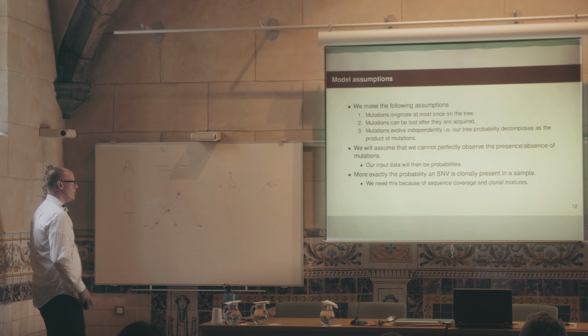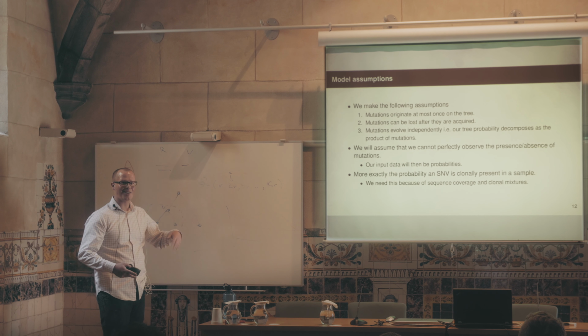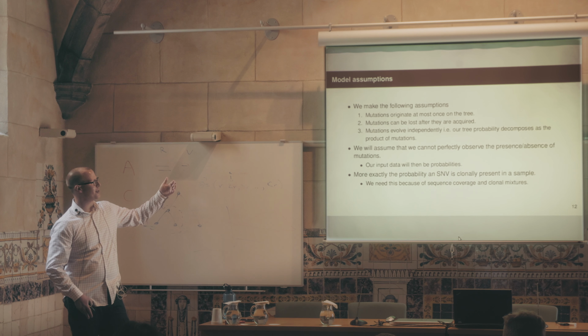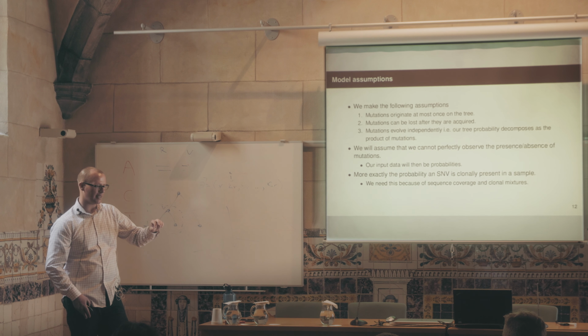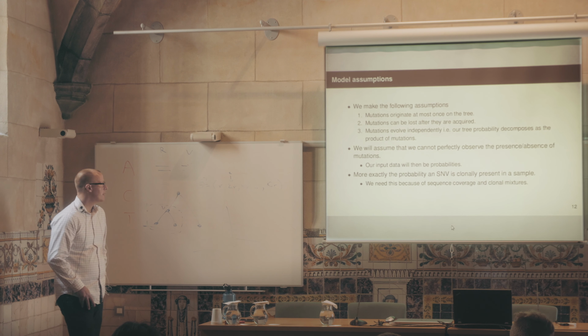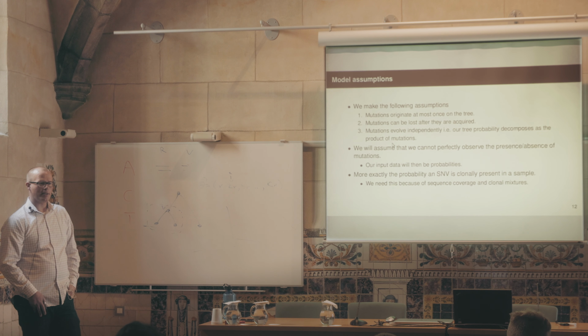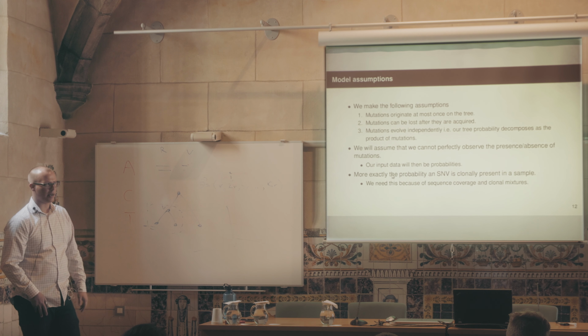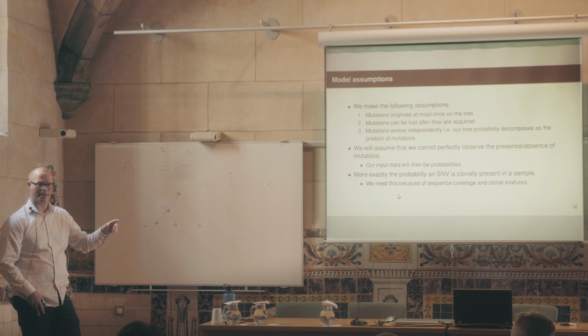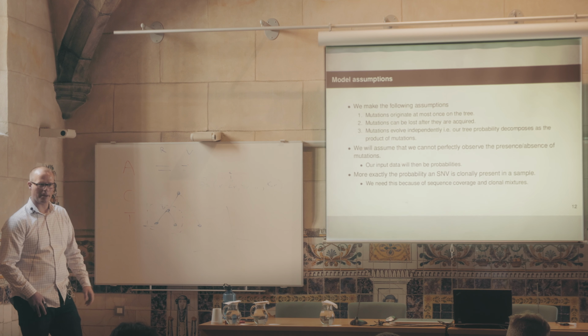So the model assumptions we're going to make here, I'm fast tracking the model building process a bit, are that mutations originate at most once on the tree, right? This is the infinite sites assumption. That's saying that we don't expect a point on the genome to get mutated twice because mutation rates are low and the genome's a big place. What we will allow, though, is mutations to be lost after they are acquired, and this can happen multiple times. This is actually a good reflection of the way copy number works. It's quite common to have the same locus affected by multiple independent copy number events.